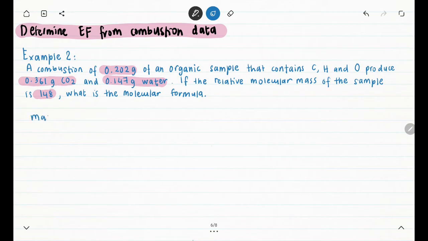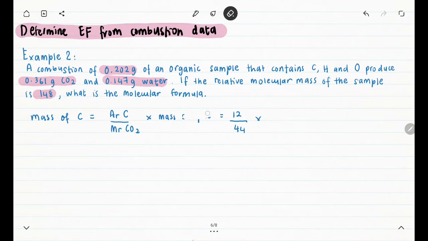So we will use the formula. Mass of carbon is equal to the atomic mass of carbon divided by the molecular mass of CO2, times the mass of the sample. Sorry, this one is the mass of carbon dioxide. So the atomic mass of carbon is 12, divided by the molecular mass of CO2, which is 44, times the mass of carbon dioxide, 0.361 gram. So you will get 0.0985 gram.